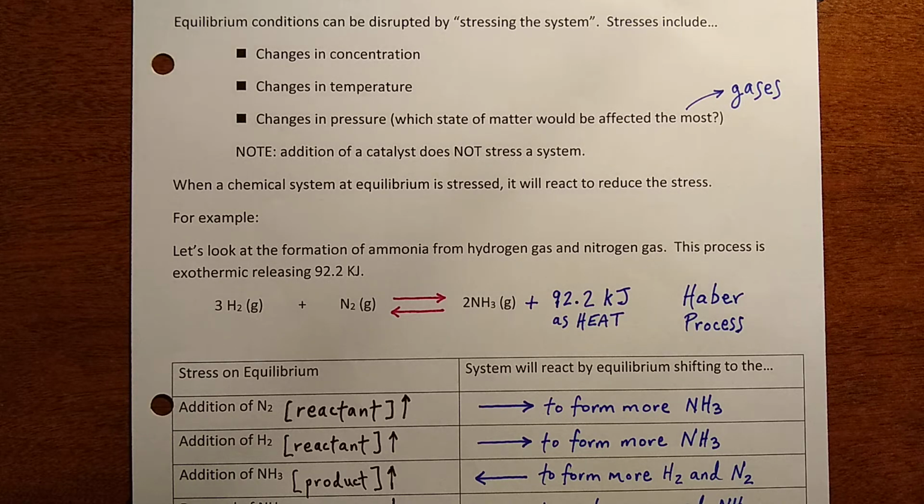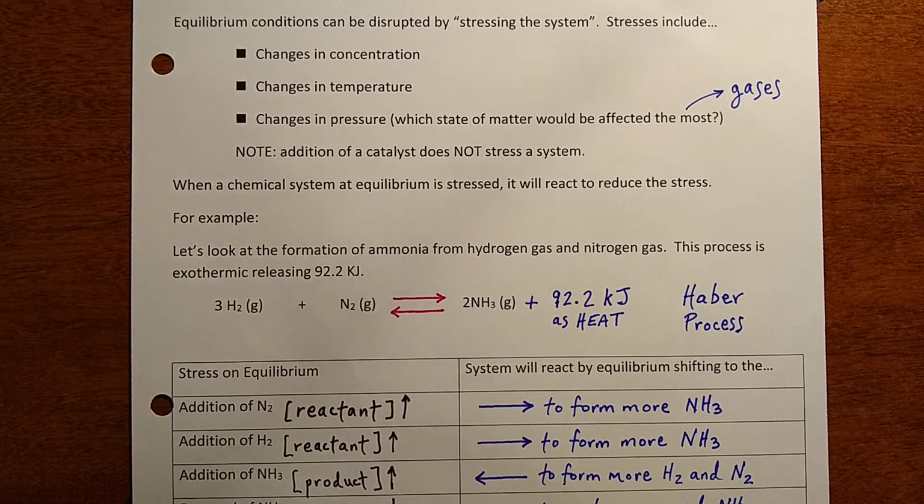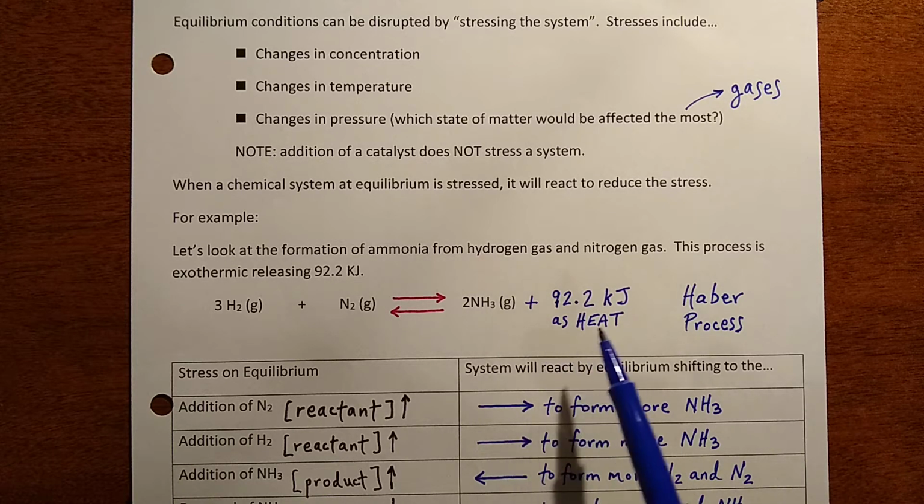So again, the Haber process combines nitrogen from the air with hydrogen. They usually get it from natural gas. And the balanced reaction has 3 moles of hydrogen plus 1 mole of nitrogen to give you 2 moles of ammonia gas. So pay attention to the physical states of the reactants and products in an equilibrium, because that will help you understand changes in pressure. Notice we have 4 moles of gas on the left and 2 moles of gas on the right. Also notice that you have heat written on the right, so this is an exothermic process.